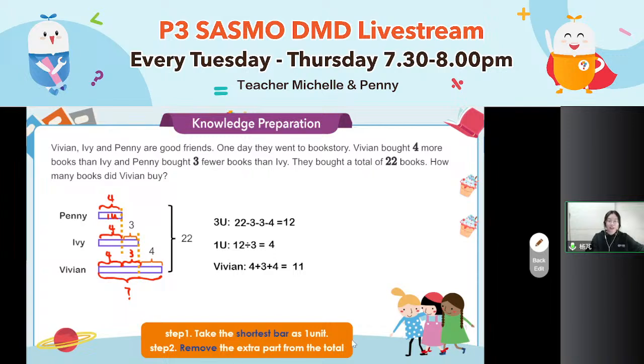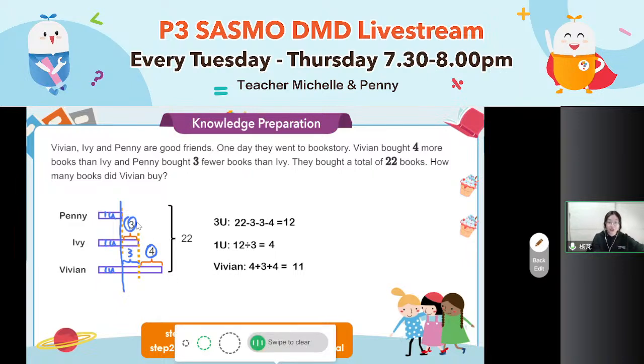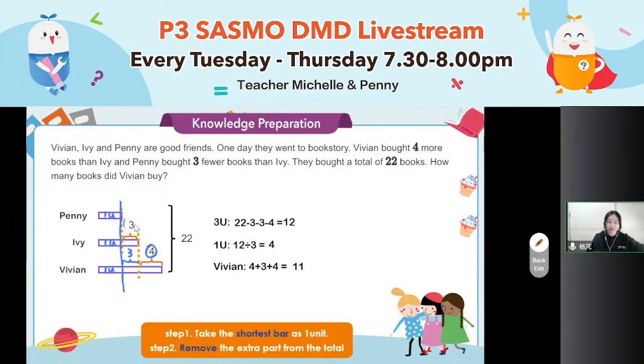In this type of question, after we draw out the model, we need to take the shortest bar as 1 unit. Which is the shortest bar in this question? Penny. Penny is 1 unit. Then cut the other longer bars into 1 unit. Cut means I need to take away the extra part. But be careful. Maybe the extra part is not just 3 and 4. And a little extra part here is 3. So altogether, the extra part is 3, 3, and 4.